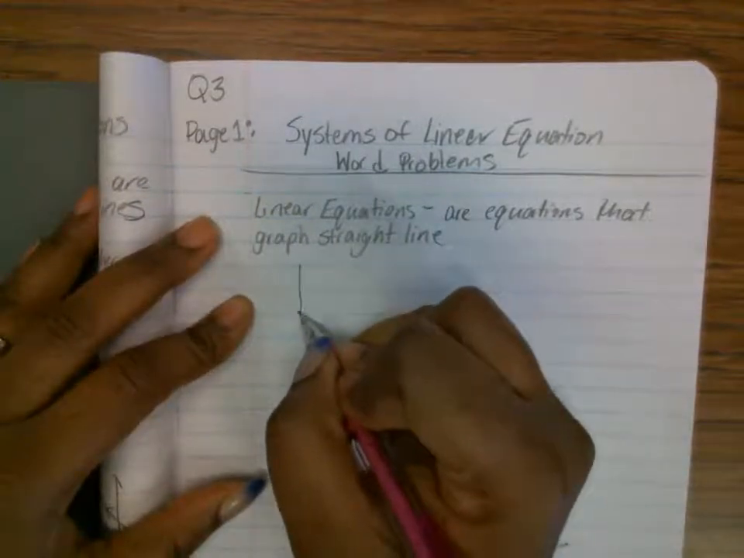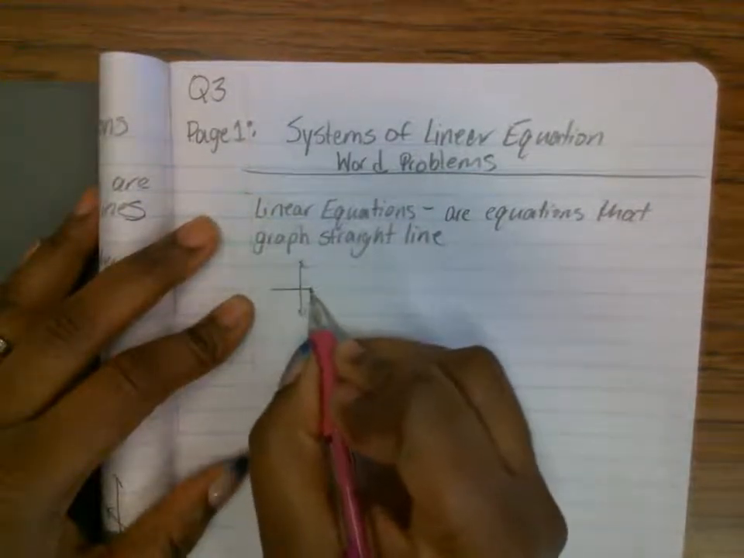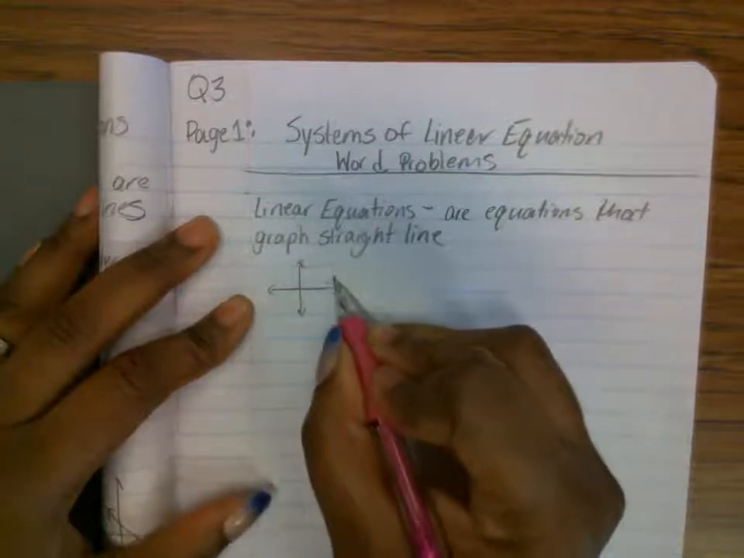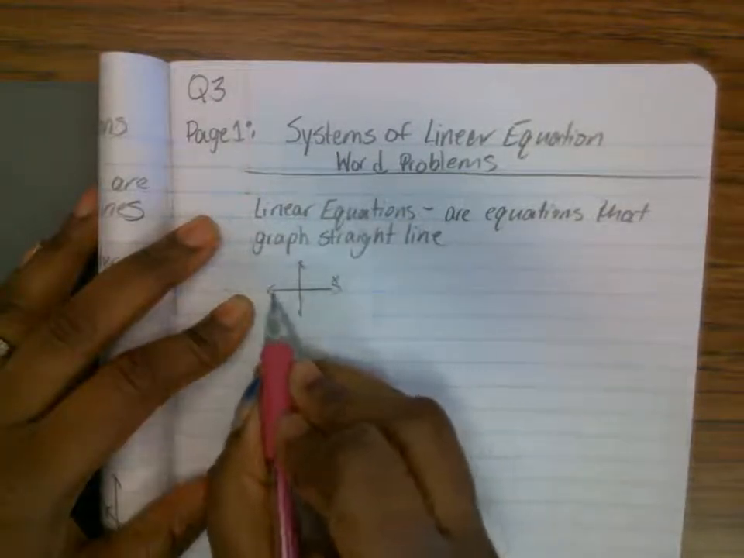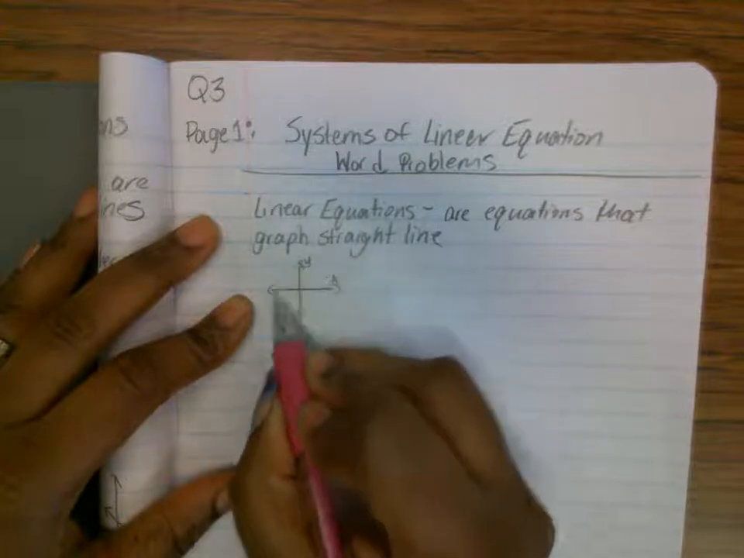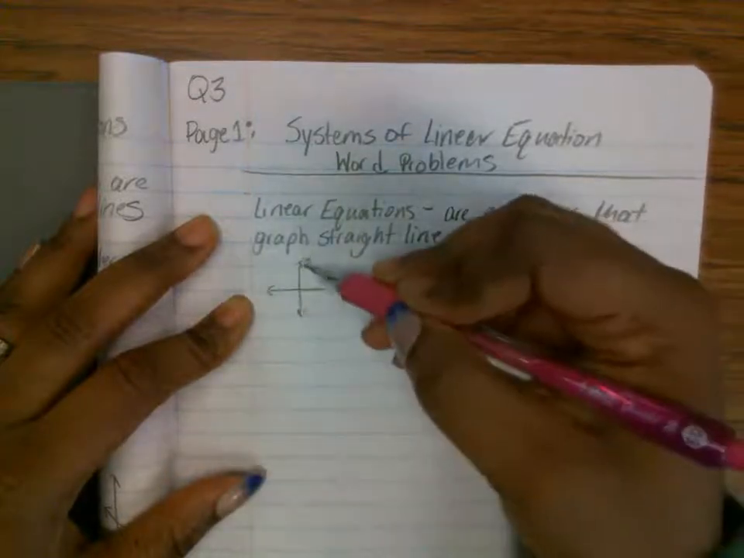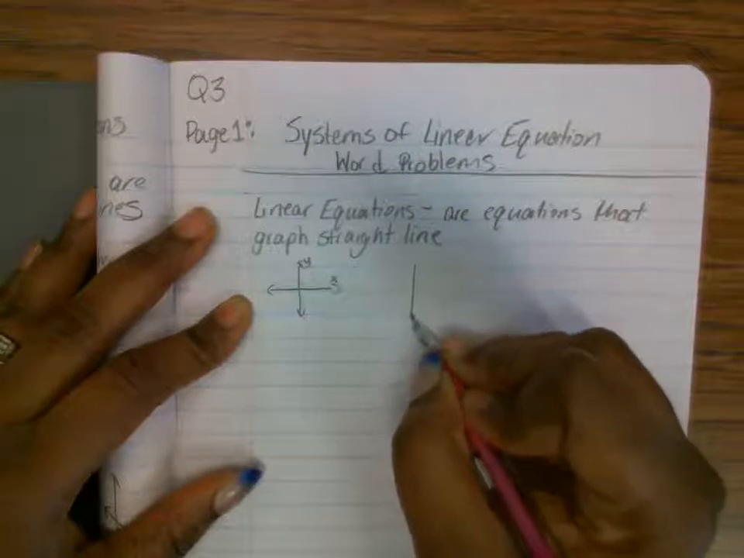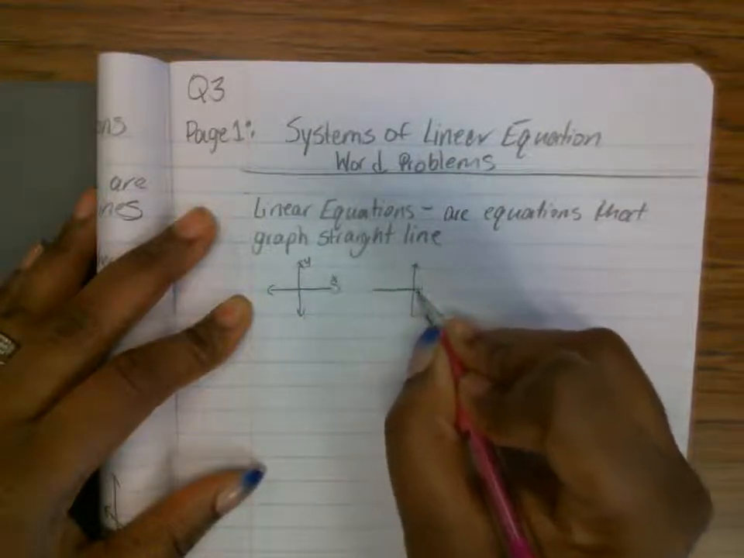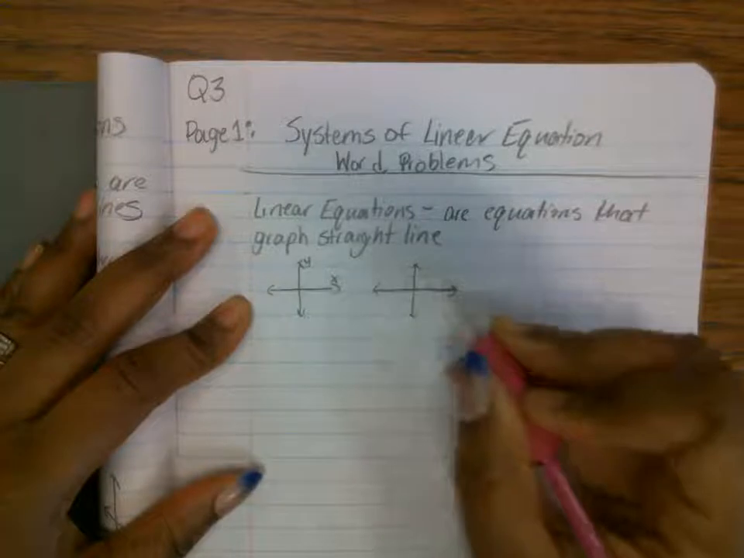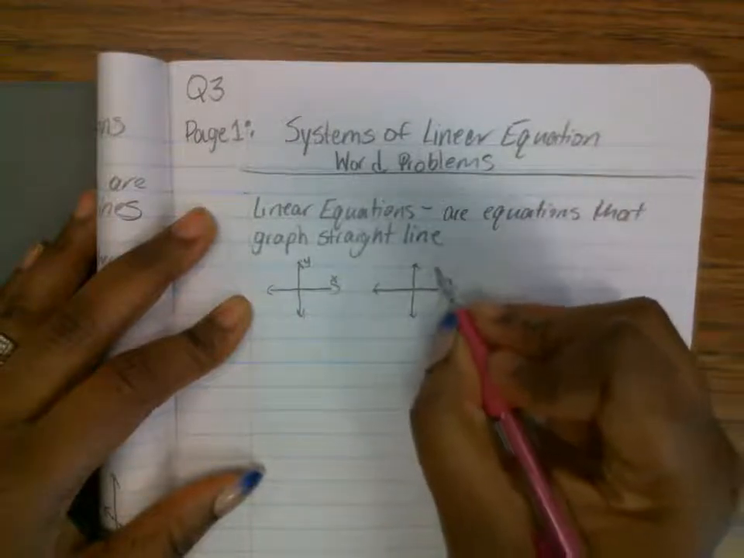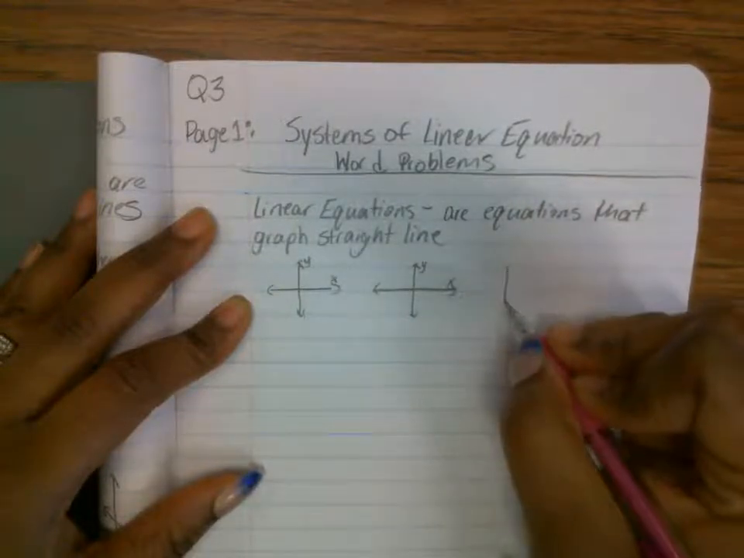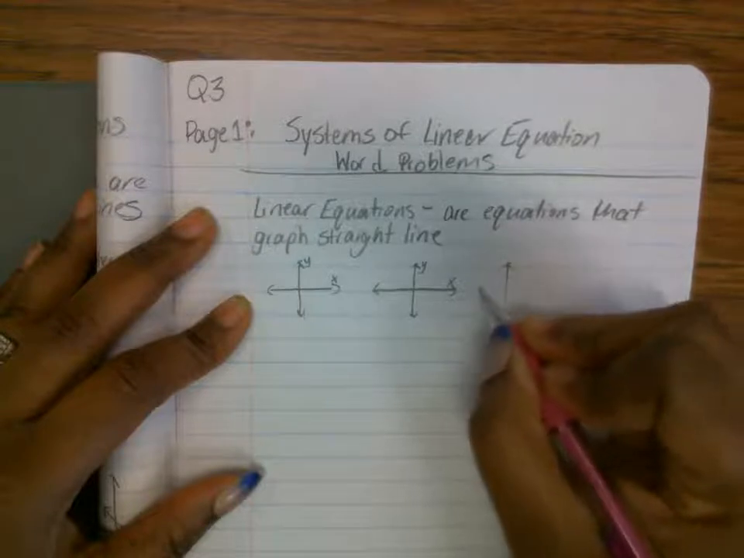So I'm going to do 4 small coordinate planes where I label this is my x-axis, the horizontal number line, and this is my y-axis, the vertical number line. And I'm going to draw 4 of them, okay? Because I'm going to draw 4 examples of what a linear equation or a straight line looks like. The different kinds.